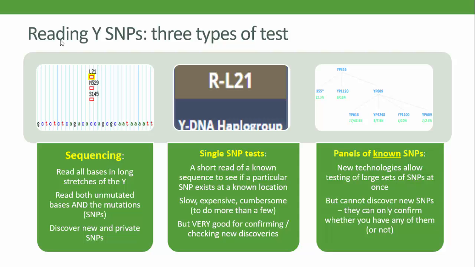And now it's possible to test several SNPs all at once, in panels or packs of SNPs. Maybe there's a set of SNPs that relate to your surname or the wider group you're in, and these let you test them all in one go. While quicker than single SNP testing and cheaper than NGS, it's important to remember these tests cannot discover anything new or unknown. They only confirm whether already known SNPs are present or absent in you.